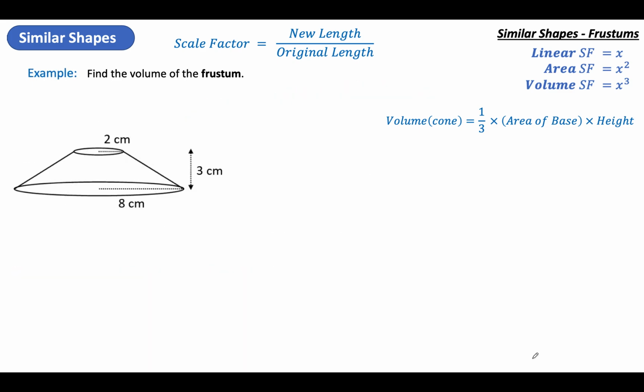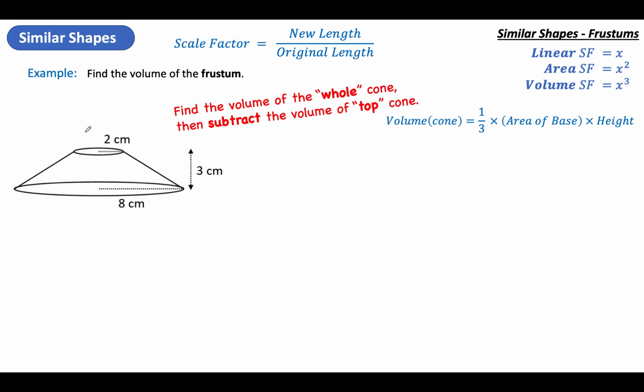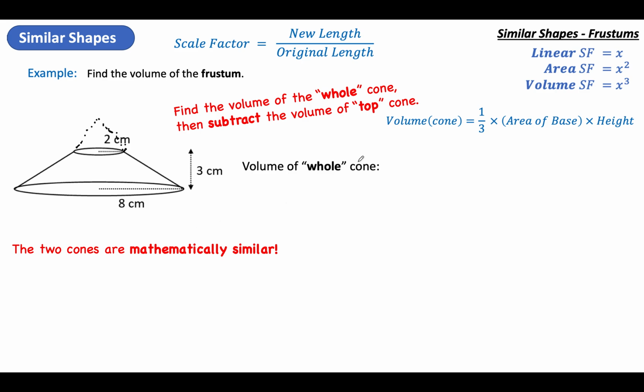Cool. Okay, similar question, but slightly different, because things do get a little bit harder here. Now again, we're going to find the volume of the whole cone, so we're going to pretend that there's a little bit on top of there, find the volume of the whole cone, and then subtract the volume of the top cone. And we know the 2 cones will be mathematically similar.